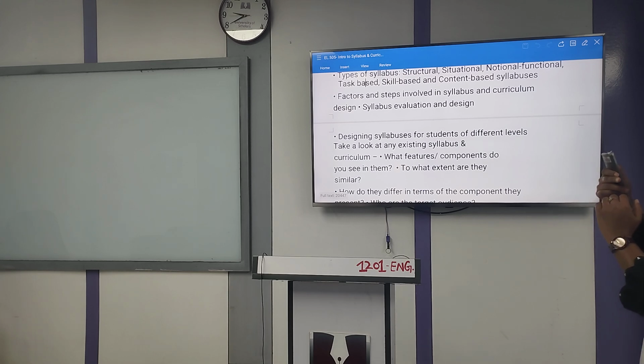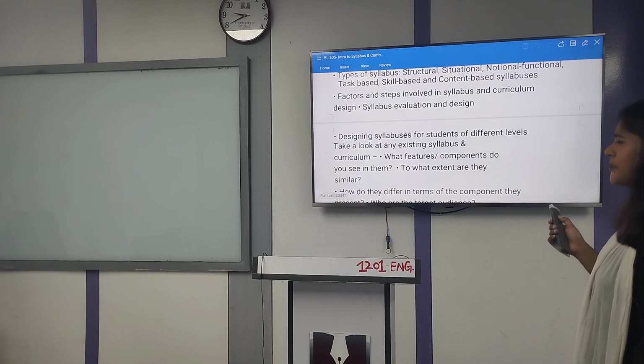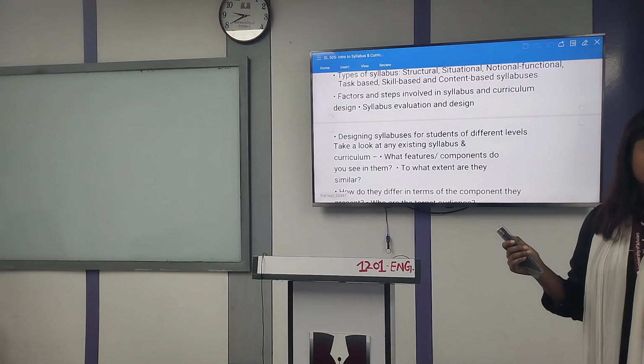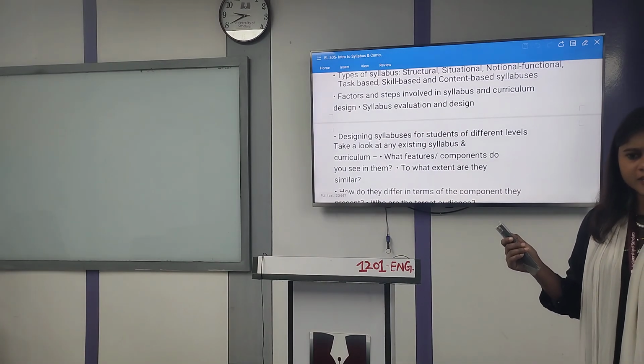So the stages while you are designing a curriculum, we will be learning. Then designing syllabus like notional functional. The syllabuses we had in class 9-10 had ideas, tense, one section for grammar, then paragraph. Yes. We will see, we will bring the syllabus to class, we will evaluate if we get enough time.